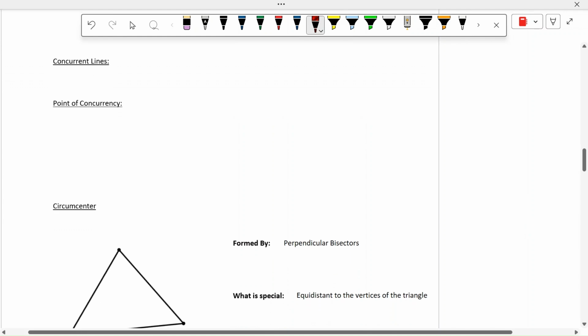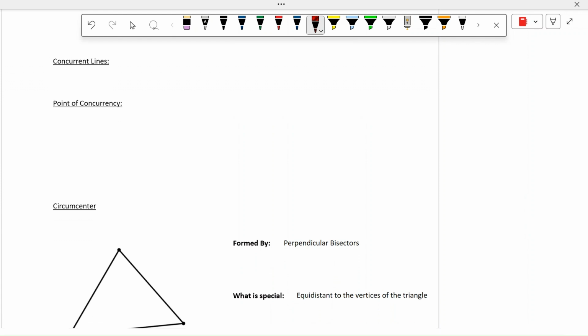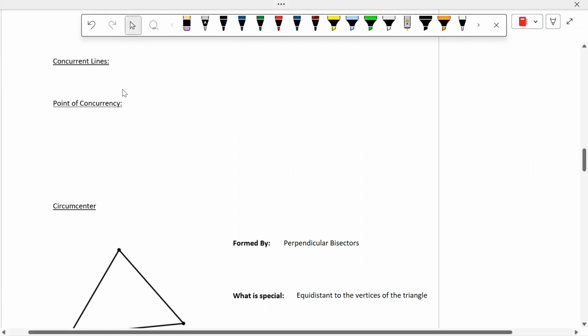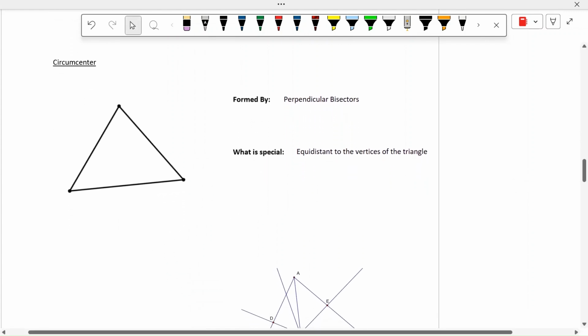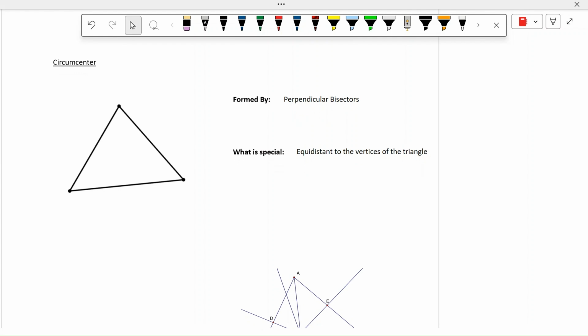Concurrent lines are lines that intersect with each other, and two lines intersecting isn't a big deal. In triangles, we're going to be looking at three lines intersecting each other, and when they intersect, we call that a point of concurrency. This would be a point that has three or more lines intersecting at that point. And our first concurrent point is called the circumcenter, and it's formed by the perpendicular bisectors of a segment. And we'll look at this special part here in a second.